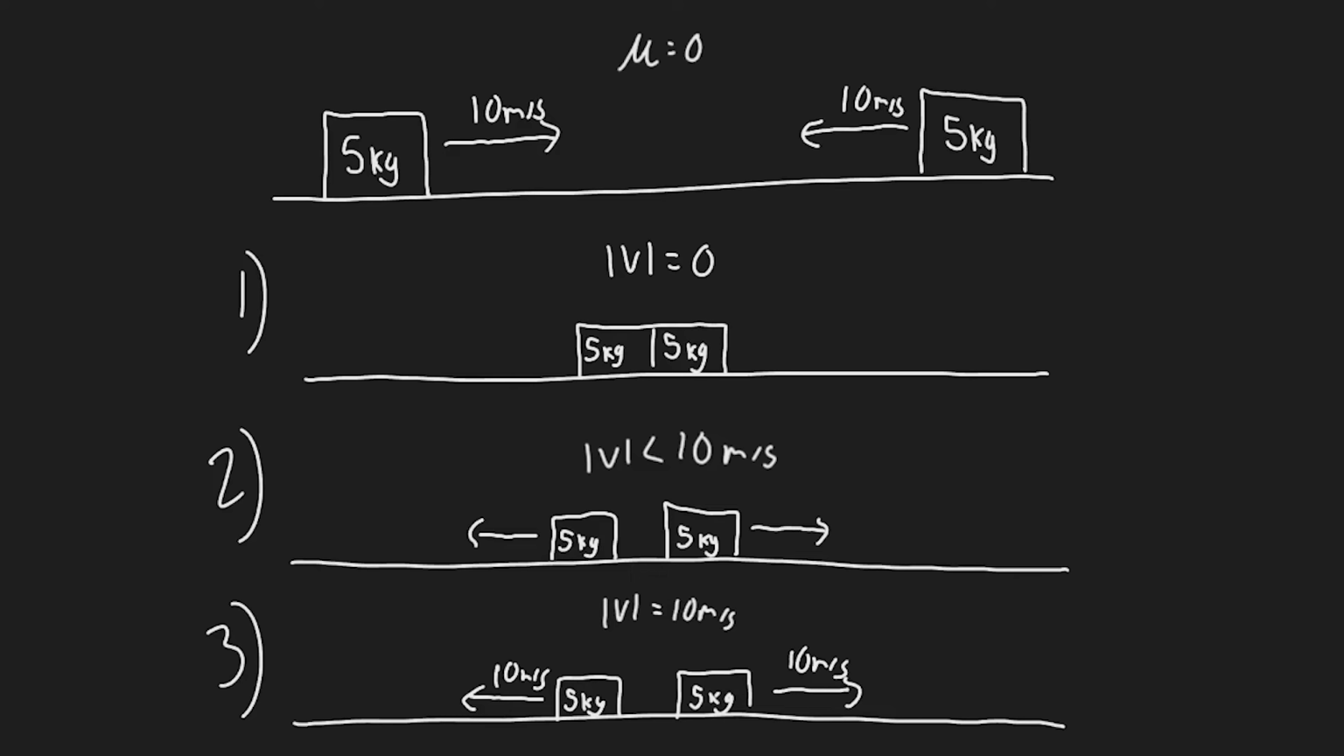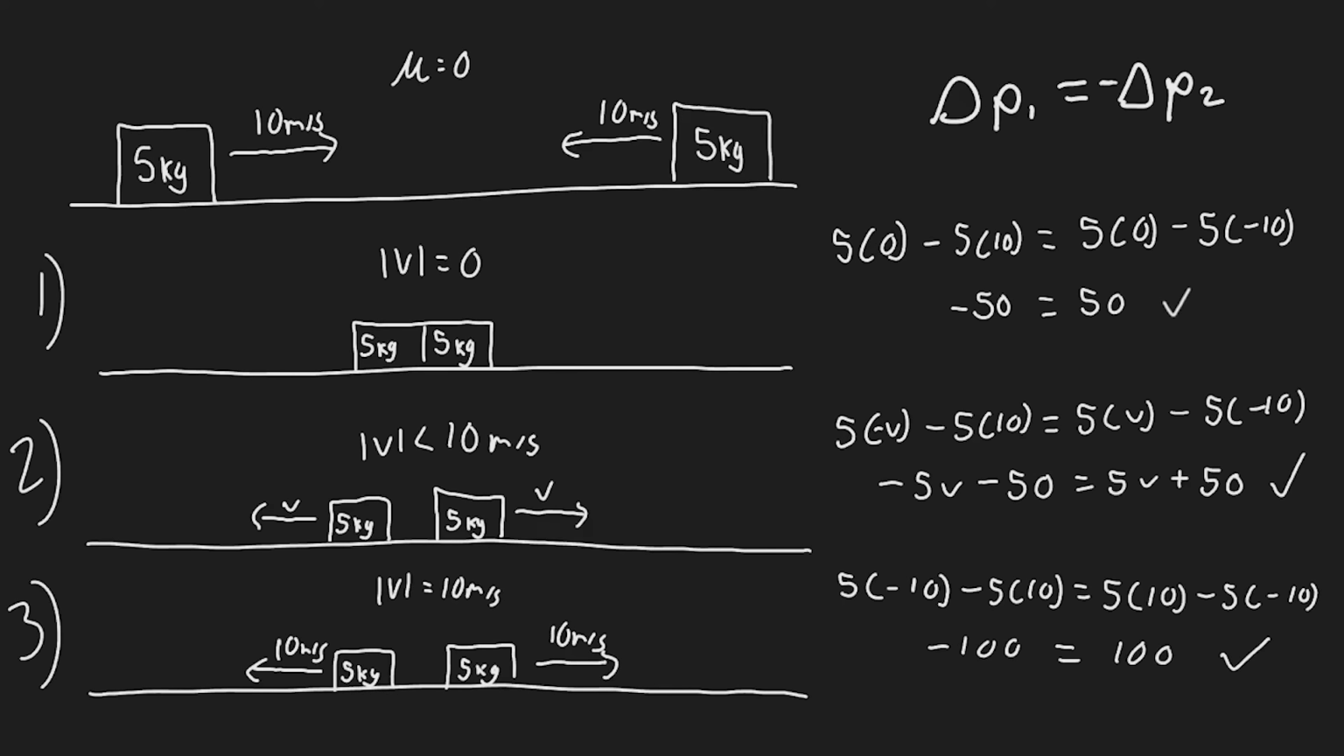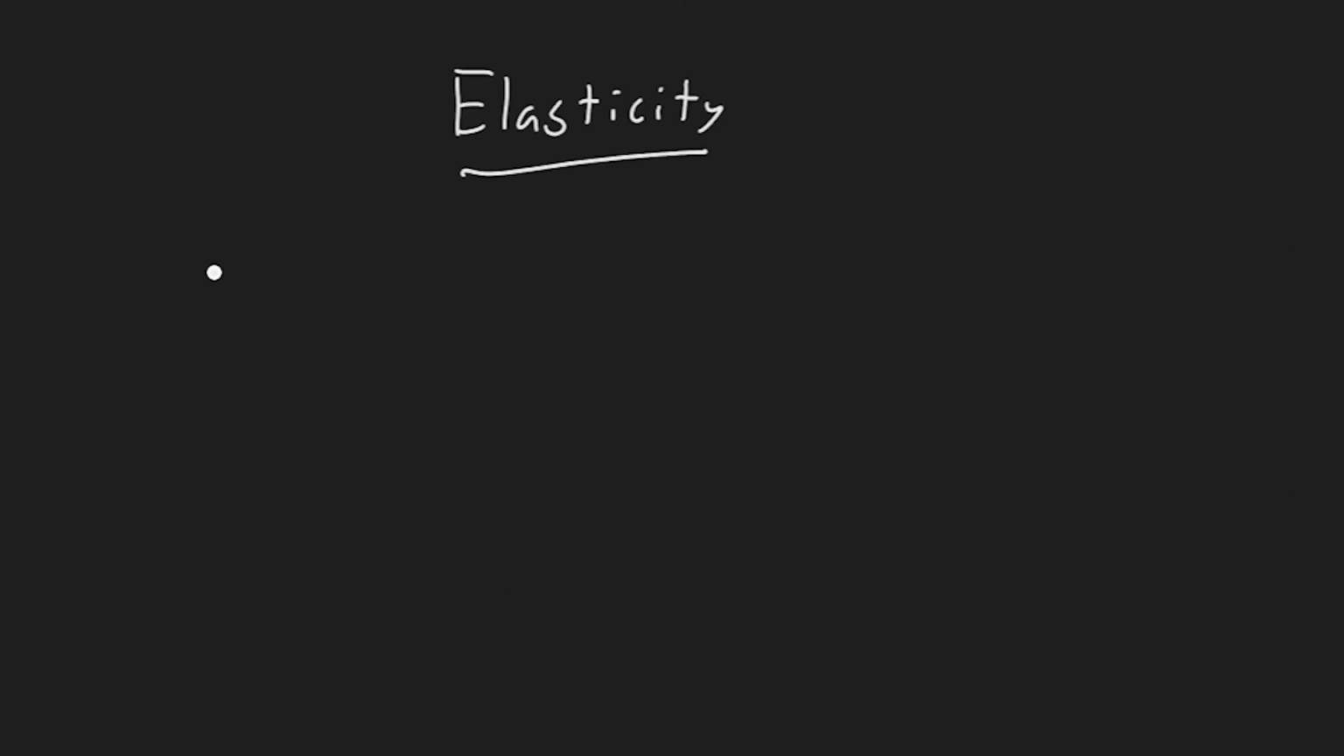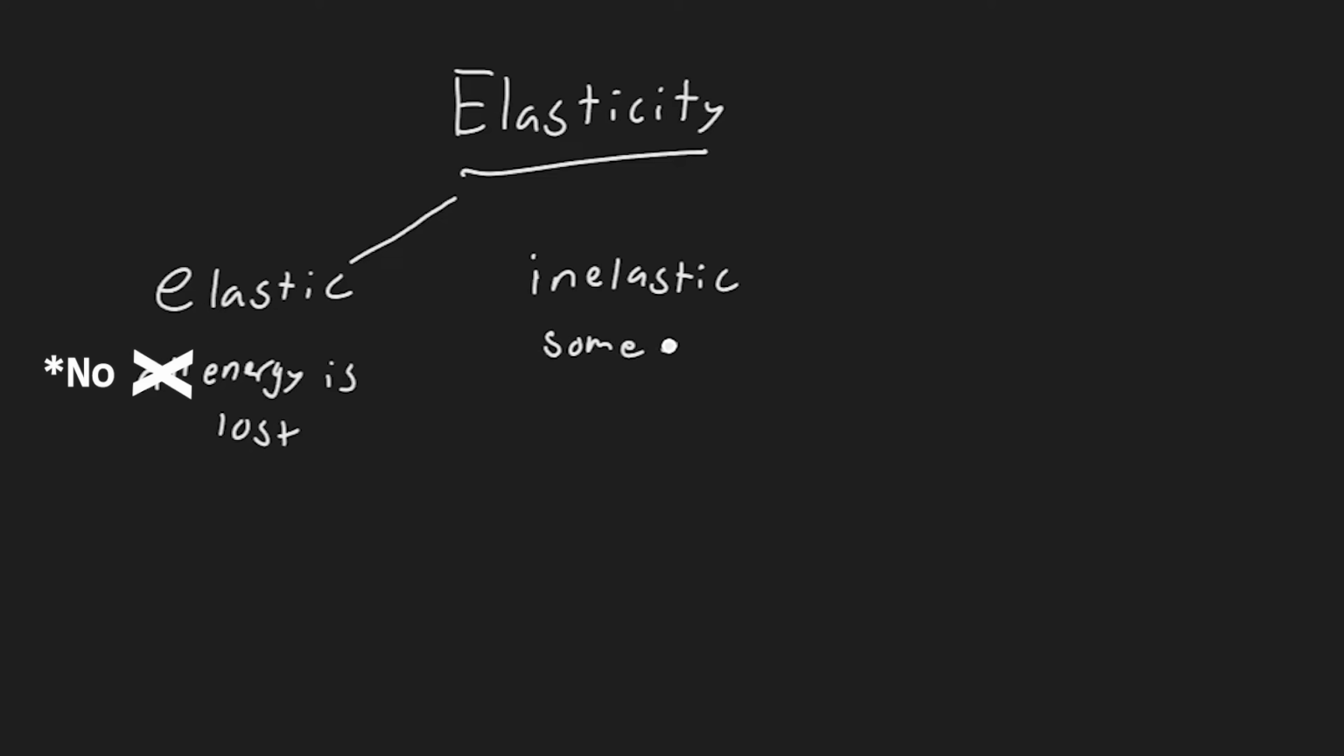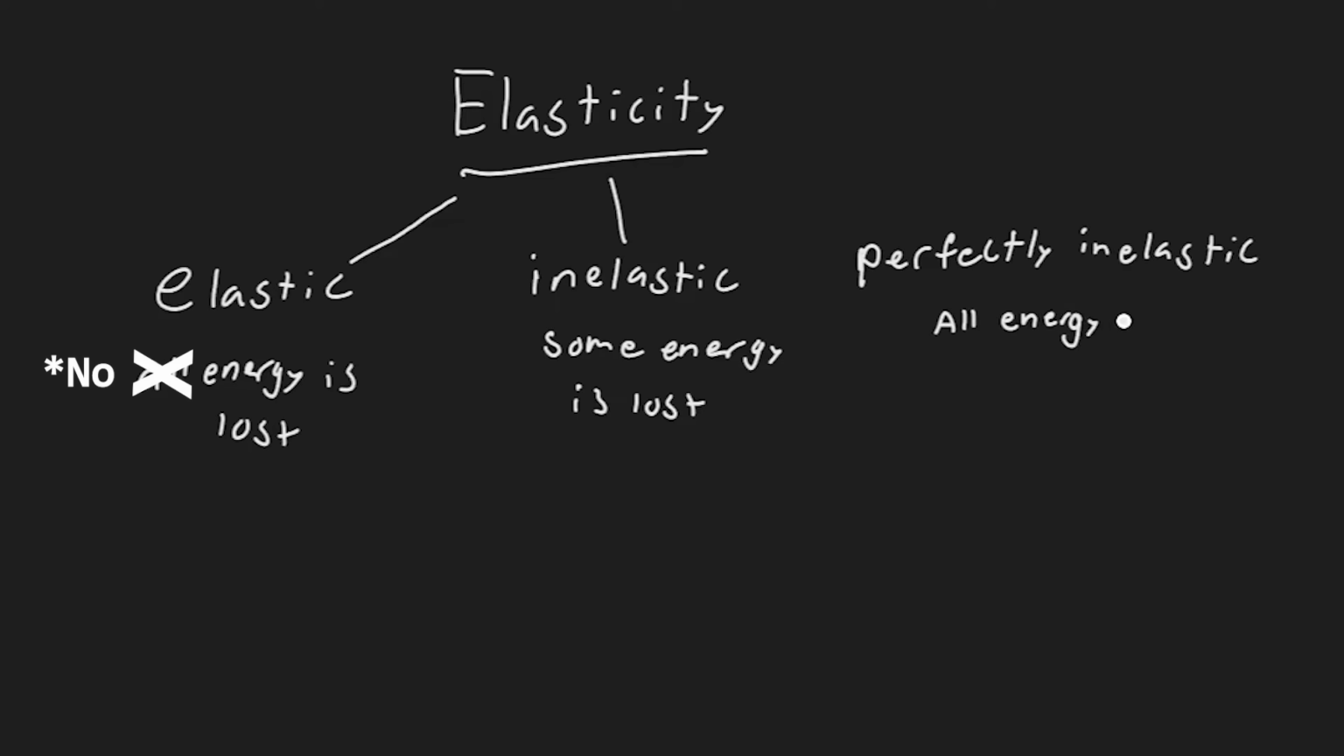This is kind of a trick question because all of these are possible outcomes. Think about it. The change in momentum of the first object always equals the change in momentum of the second object, so the momentum is conserved. In order to determine what happens to the objects, we need to determine the elasticity of the collision. There are three main types of collisions. Elastic collisions, where no energy is lost. Inelastic collisions, where some energy is lost. And perfectly inelastic collisions, where all energy is lost.